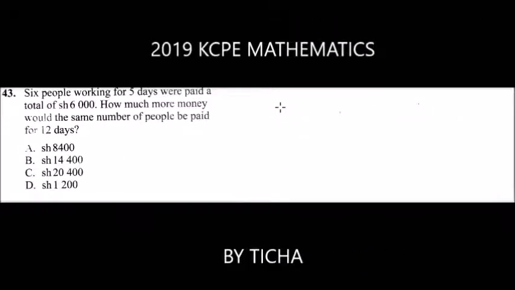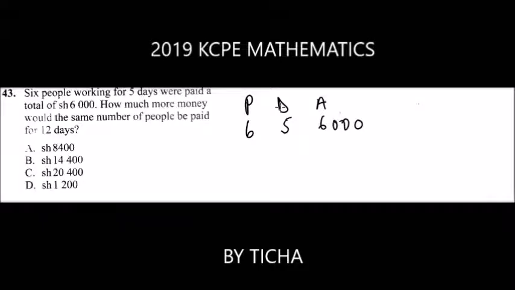Question number 43, we are told 6 people working for 5 days were paid a total of 6,000 shillings. How much more money would the same number of people be paid for 12 days? So we can organize our work like this. We can say number of people, there were 6. Number of days, there were 5. And with those 5 days, they were paid an amount of 6,000.